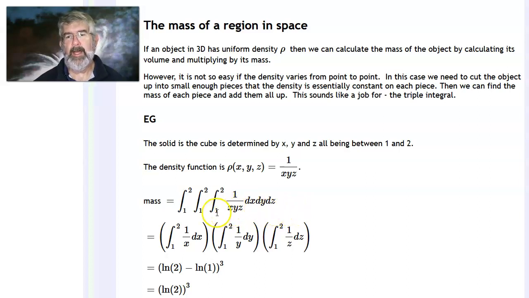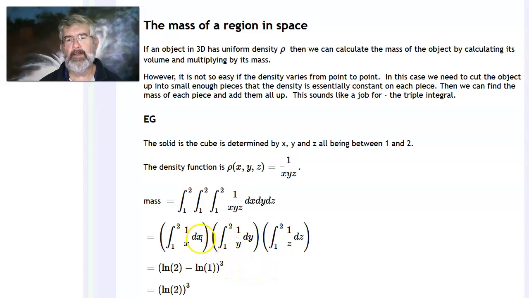I do notice that this is a rectangular region. Everyone's a double integral, but it's a cubical region, right? Constants on all the limits of integration, and I can rewrite this function as a function of x times a function of y times a function of z. That is, it's 1 over x times 1 over y times 1 over z, and I can separate this integral into 3 single integrals and do that.